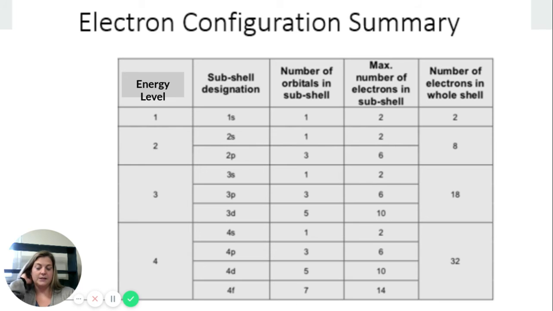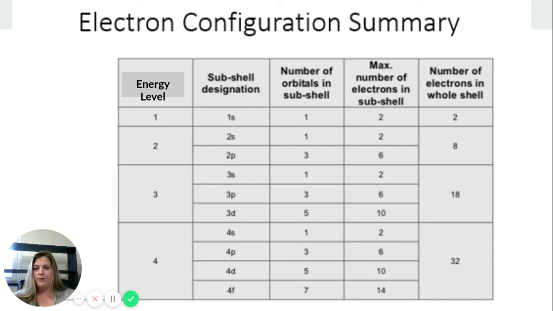Let's look. This is the organization of how electrons will fit into an atom, into their energy levels. So the first energy level can only have the s subshell. An s subshell can only hold one orbital. So I'm just reading across the top here. And one orbital can hold 2 electrons. So total, the first energy level has 2 electrons.